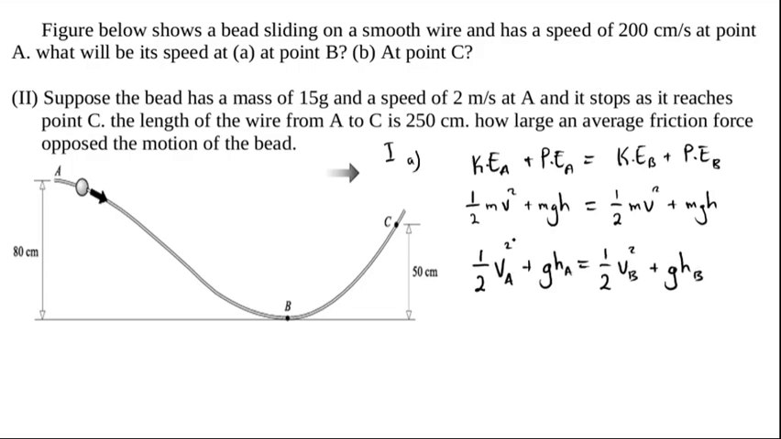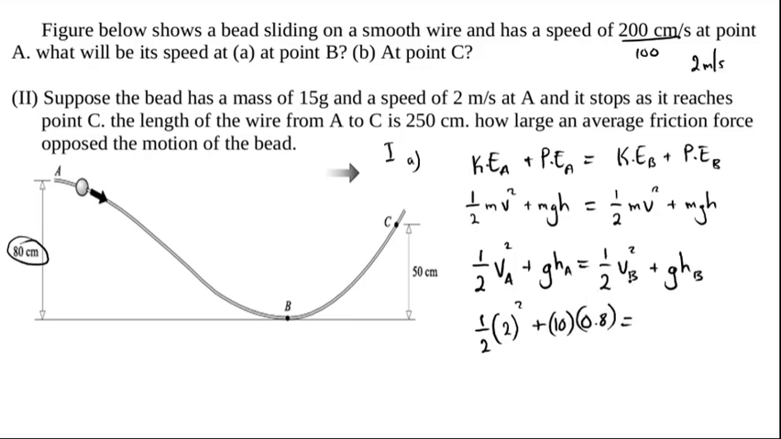So what is the speed at A? The speed at A is 200 centimeters per second. Divide this by 100, this gives us 2 meters per second. So half multiplied by 2 meters per second squared plus g, acceleration due to gravity, let's use 10, multiplied by the height at A. Now what is the height at A? The height at A has been given to us as 80 centimeters, which in meters is 0.8.